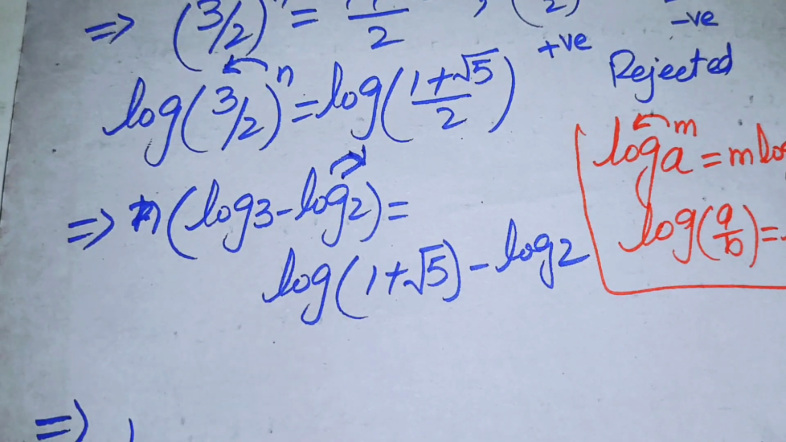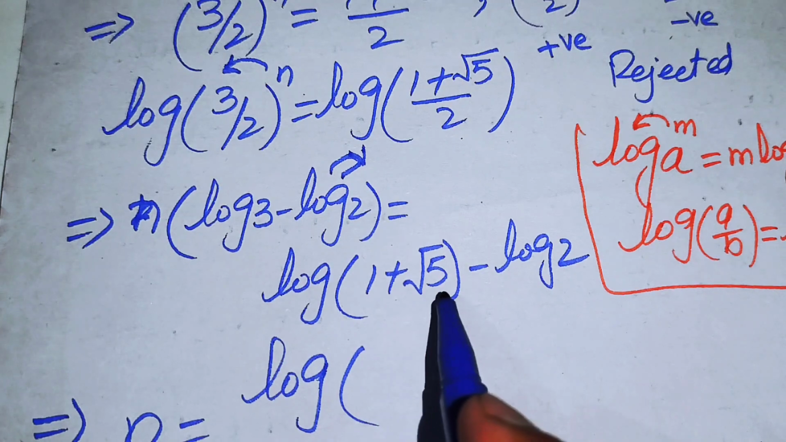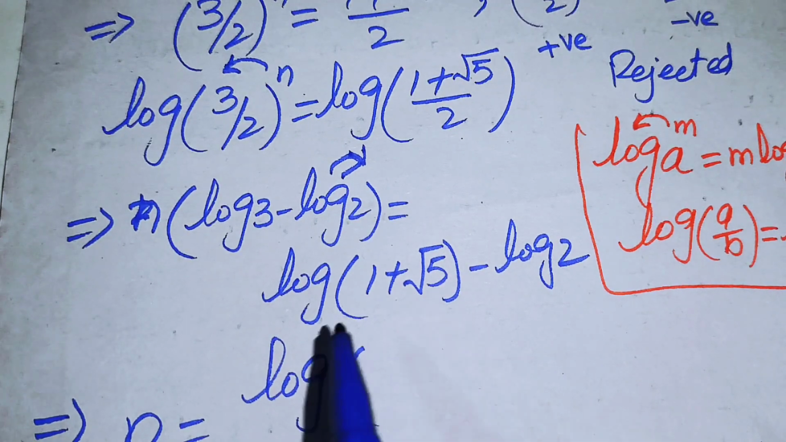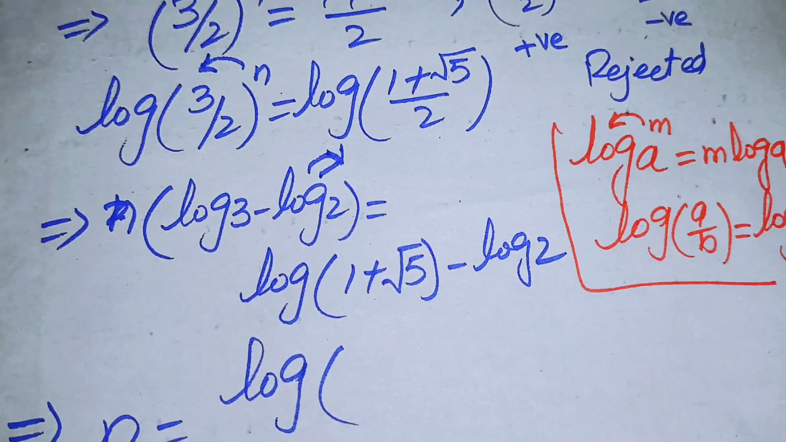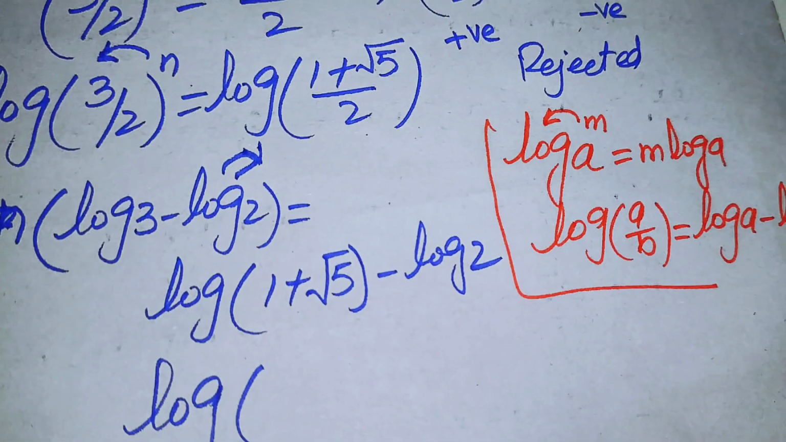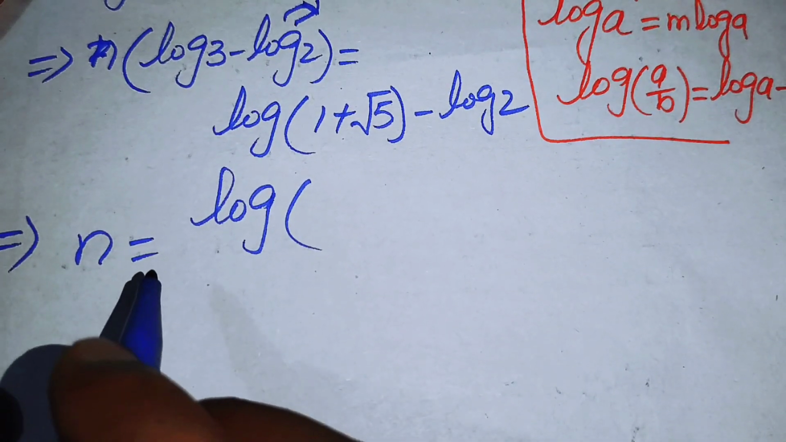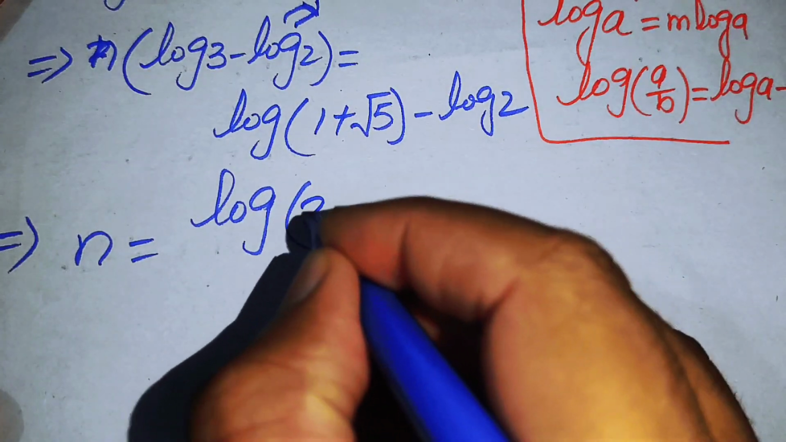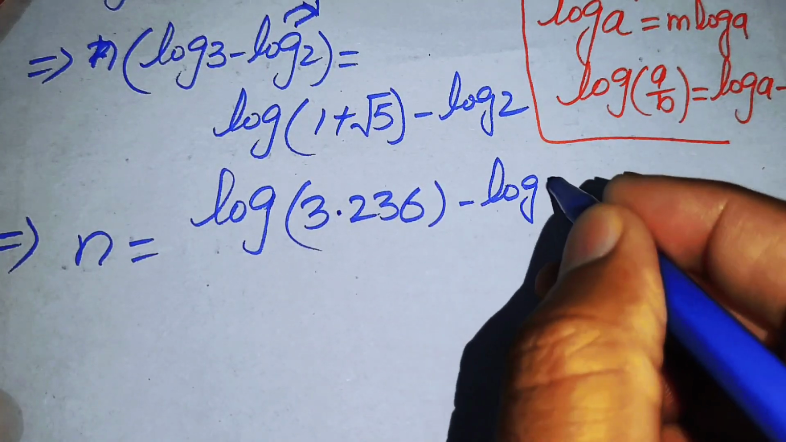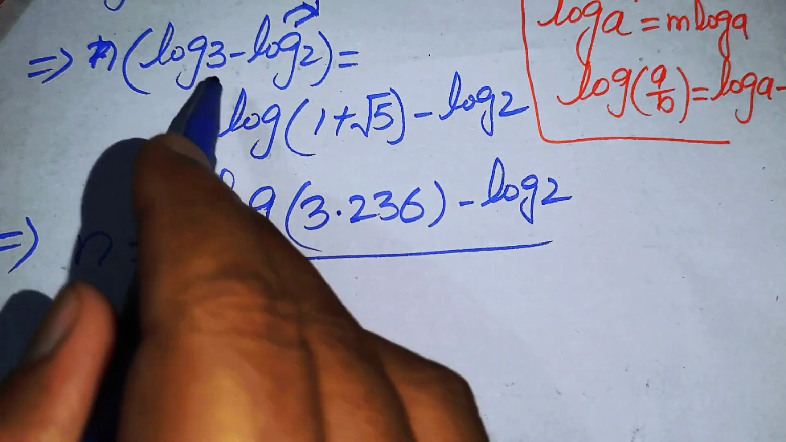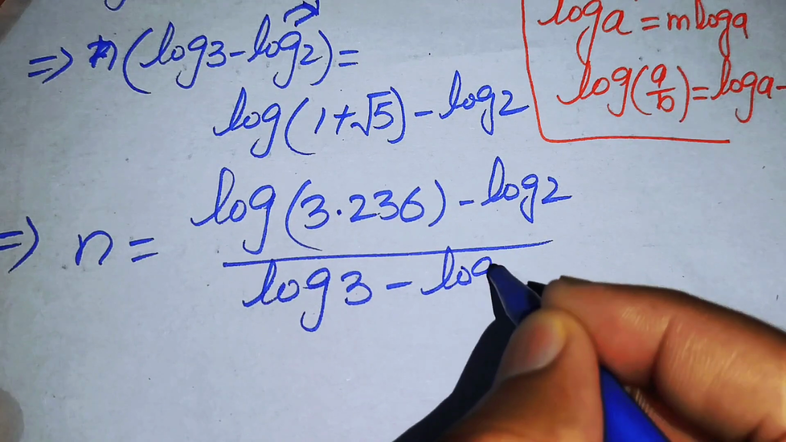Now we move this whole term from left hand side to the right hand side, and it will be written as n is equal to log, here you have 1 plus square root 5, and you can use the calculator in order to find the value of this expression, and 1 plus square root 5 is equal to 3.236 minus log 2 over, we move this term in the right hand side and you get log 3 minus log 2.